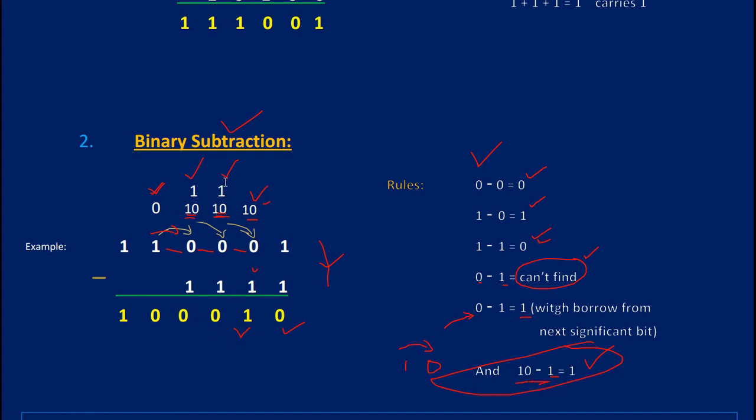Now see at the top, 1 minus 1 will be 0. See the top, 1 minus 1 will be 0. Now at the top is 0, and there is no value that we have to subtract. So this 0 will come down directly, that is 0, and this 1 will also come down directly, so we write 1. Now our subtracted value is 1 0 0 0 1 0.